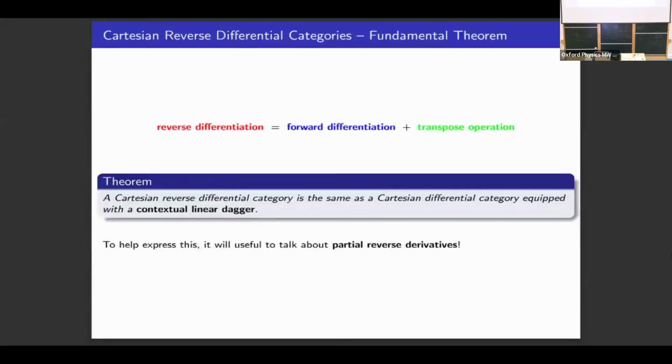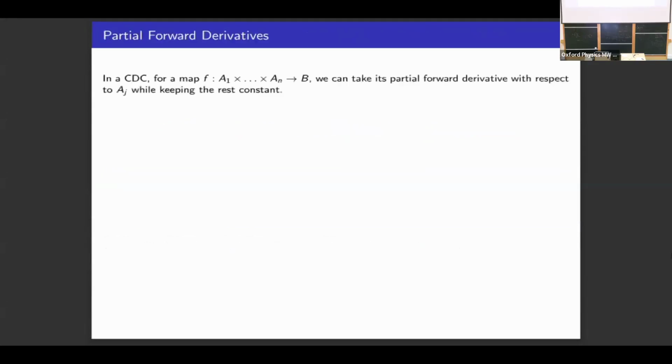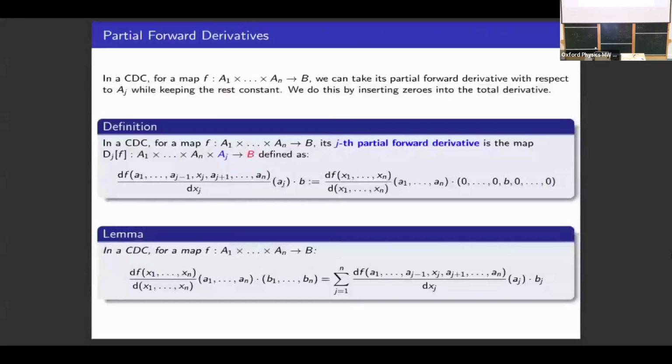And to help express this, we realized that the notion of partial reverse derivatives was actually quite useful. But first let's review the forward version. In a Cartesian differential category, how are you going to do partial derivatives? If I have a function with inputs a1 to an, I'd like to be able to take the derivative in aj while keeping the other input variables constant. The way you do this is by inputting zeros into the total derivatives. This is the same thing that they do in calculus. To go from the total derivative to partial derivatives, you just put zeros in the right place.